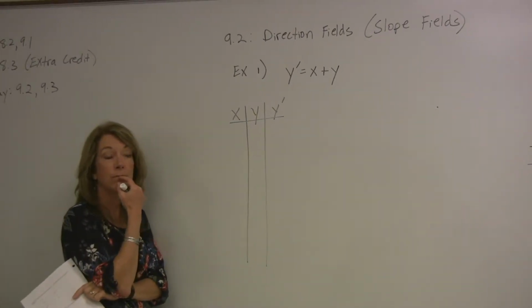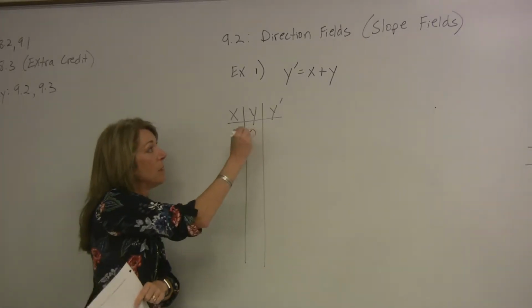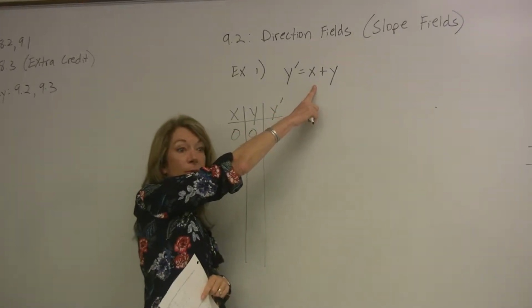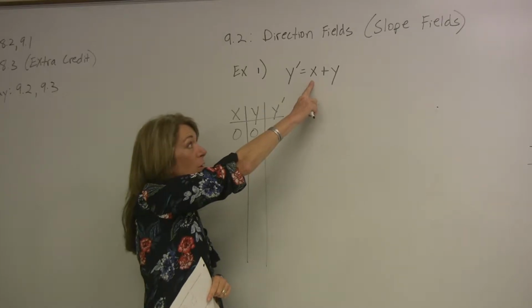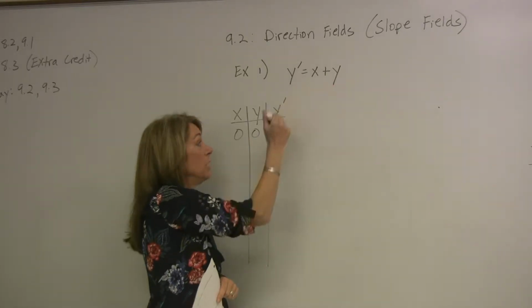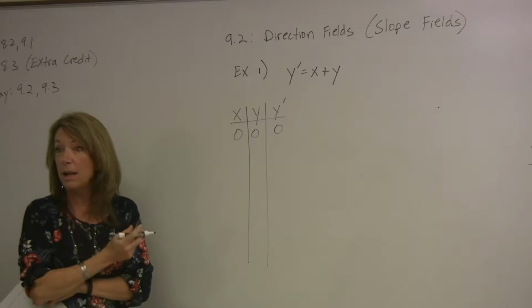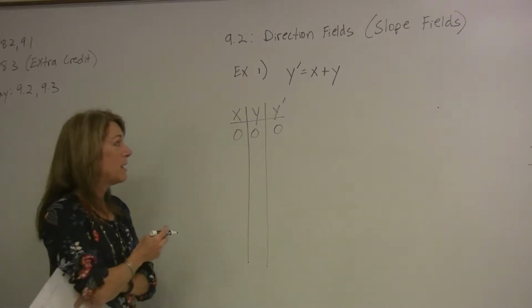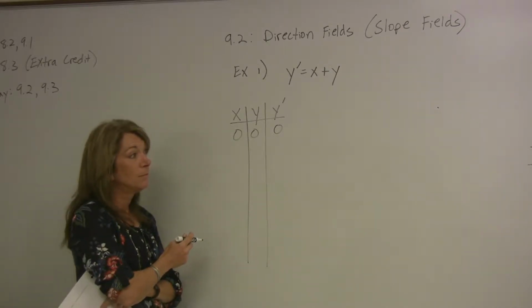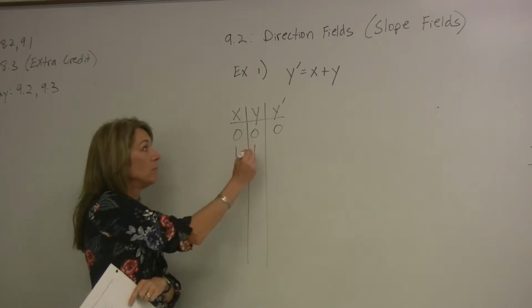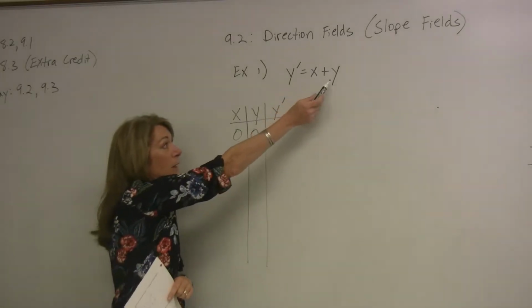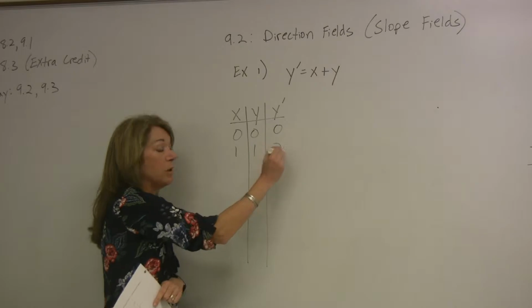Any point. (0, 0). I like that one. So using this equation, what's y prime? 0 plus 0, which is 0. That's easy, right? We're just plugging them in and getting the derivative. Let's pick another point. (1, 1). If I plug in 1 and 1, my slope will be 2.